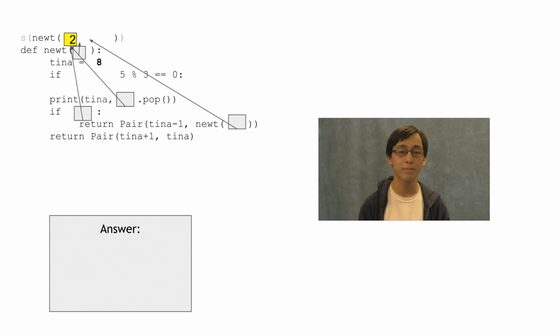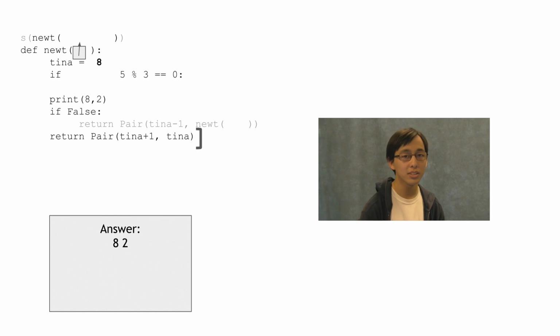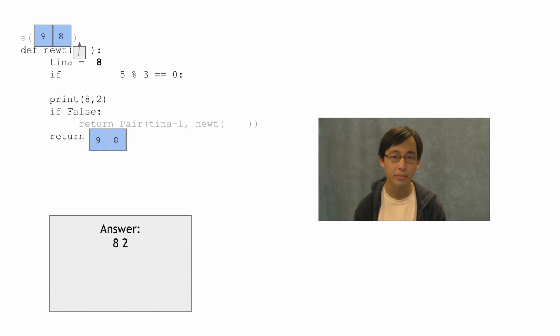That something is Tina, 8, and what we get when we pop grades again, which will give us 2. So on one line, we put 8 and 2. We move on with our list pop into obliteration. That means this if statement is going to give us false, meaning we skip this return statement and instead go to this return statement, which tells us to return a pair containing Tina plus 1 and Tina, or a pair with 9 and 8, which we replace our first call to Newt with.